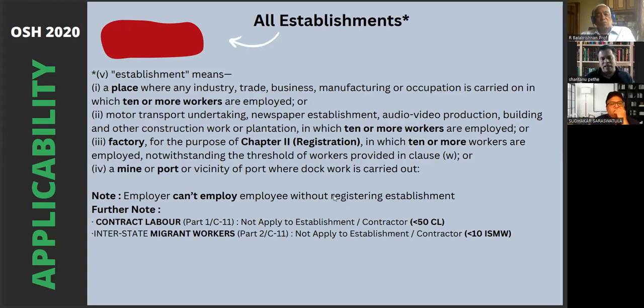Then there are interstate migrant workers. This is also very important, crucial here. Part 2 of Chapter 11 deals with interstate migrant workers. It will not apply to an establishment or contractor having less than 10 interstate migrant workers. So we will see later on that there are certain provisions related to interstate migrant workers. These will not be applicable if the establishment has less than 10 interstate migrant workers. So this is all about the applicability on the establishment.